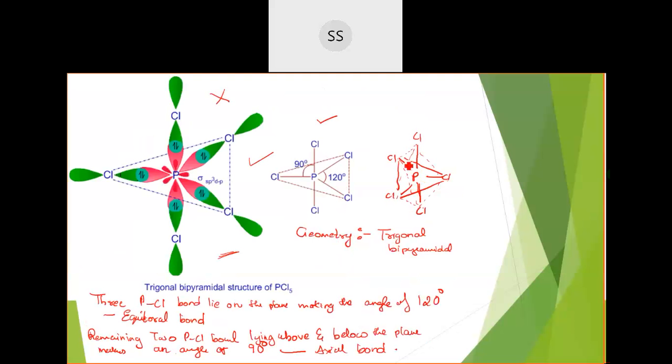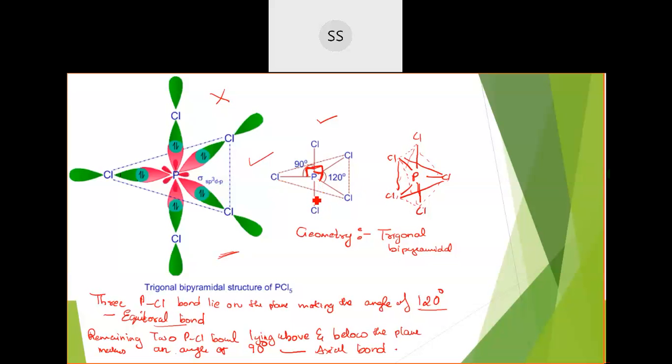P, Cl, altogether 5 bonds. So 3 will be on the plane, 1 is above the plane and 1 is below the plane. The ones on the plane make an angle of 120 degrees; these are the equatorial bonds. The ones present above and below the plane are perpendicular, so the angle should be 90 degrees. This angle is 90 degrees, this one is 90 degrees, this side also it is 90 degrees. All of that is 90 degrees. Even below the plane, it's 90 degrees with the equatorial and the axial.